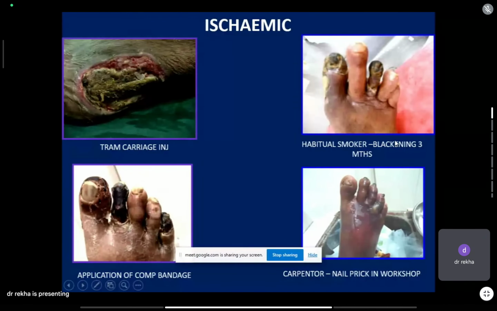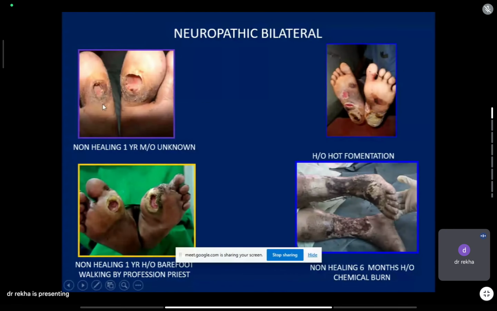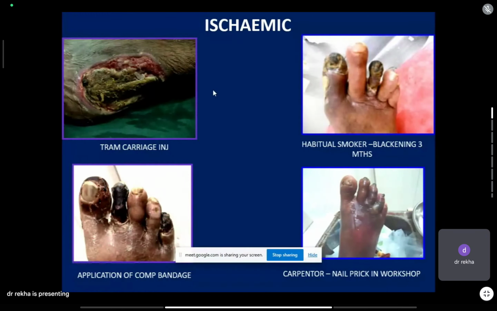So these are the infected and neuropathic ulceration. Now come to the ischemic ulcer. You can see where there is a black area, we can think it may be ischemic. So this is a trauma cut injury, and this patient is having some pain. The patient's family members tied a compression bandage, and there is no flow in his feet, followed by gangrene of the foot.